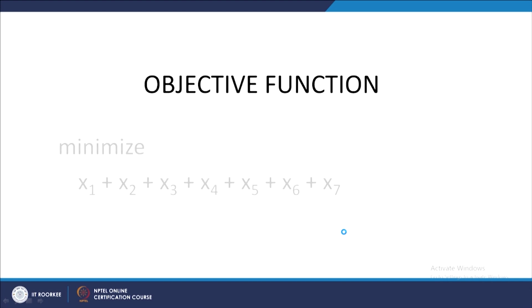Then comes the objective function. The objective function is the sum of all the employees that have to be employed on all the 7 days, that is x1, x2, x3 up to x7, and this has to be minimized, because the more you employ, the more cost is incurred. Therefore, one is interested in only minimizing the total number of employees.